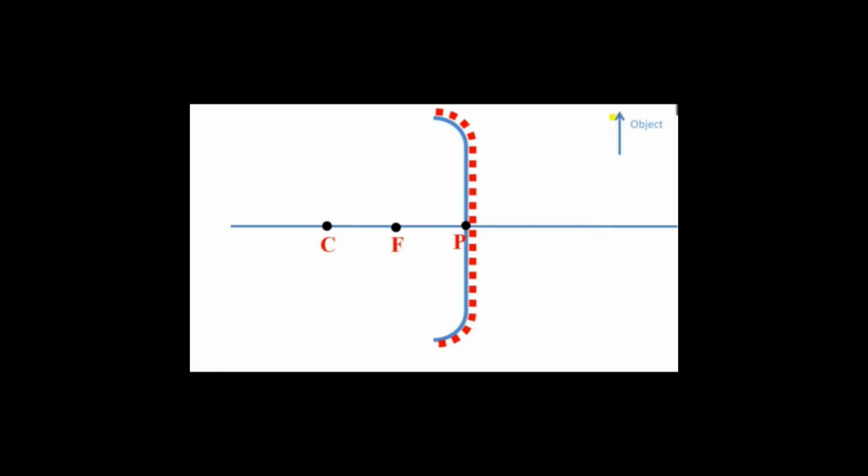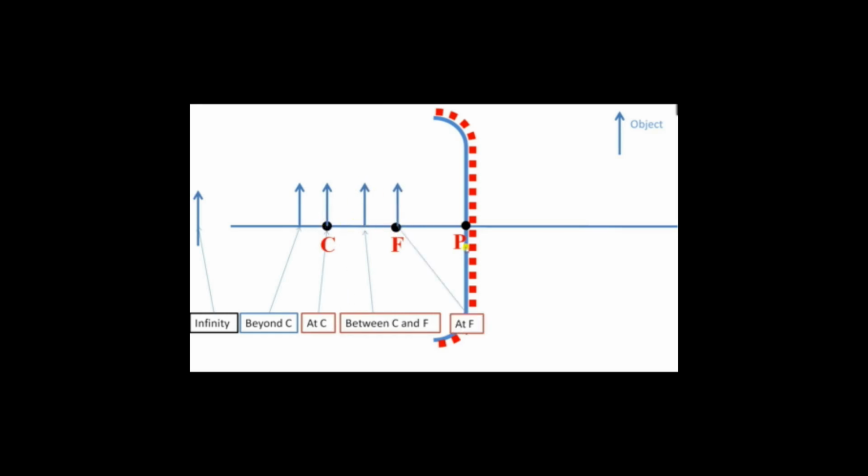Now, different positions for an object. The object can stand at infinity, very far away from the mirror. The second position is beyond C, that means behind the center of curvature. Next is at C, and another position is between C and F, the center of curvature and focus. The next position is at focus, and one more position is between focus and pole. These are the different positions for the object. Now we'll see where and what kind of image is formed if the objects are placed in these positions.